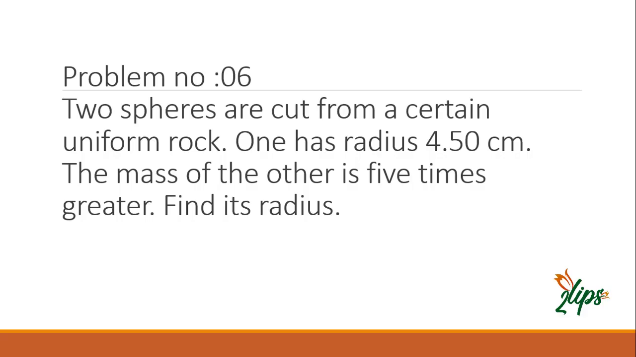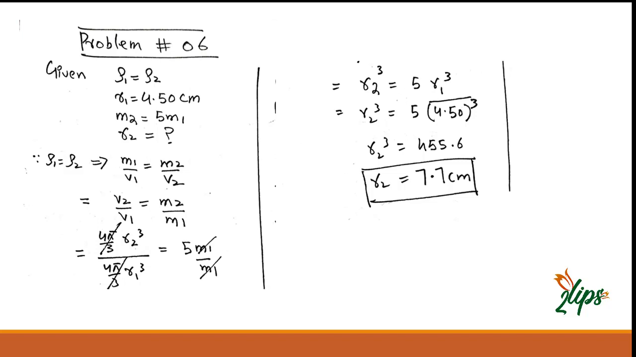Problem number 6. Two spheres are cut from a certain uniform rock. One has radius 4.50 centimeter. The mass of the other is 5 times greater. Find its radius. So now let us look at what information is given.